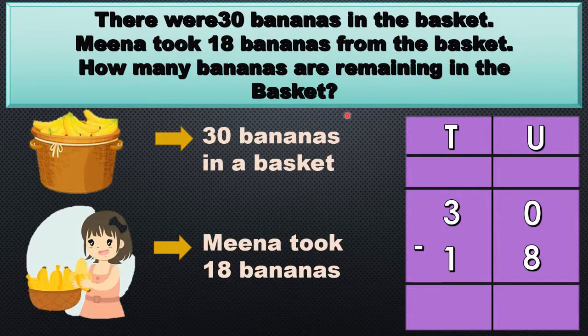So student, can we take away 8 from 0? No, because 8 is more than 0. So we borrow 1 from the tens place. So here it comes 10 and here remaining 2. First we will solve the units place. 10 subtract 8 is equal to 2. Now tens place, 2 subtract 1 is equal to 1. So how many bananas are remaining in the basket? 12 bananas.